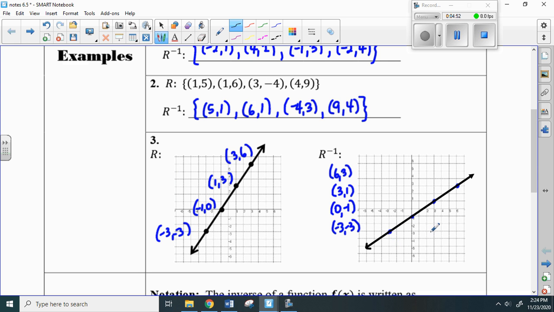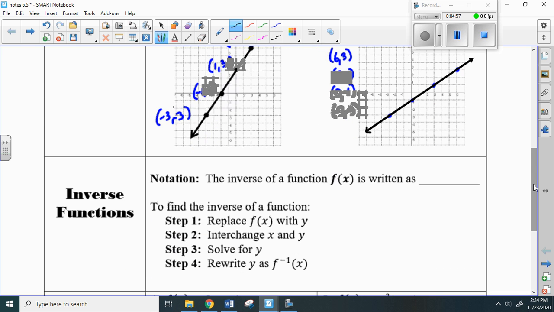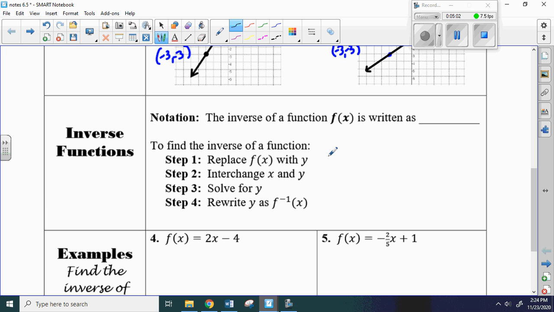Now how do you find the inverse from an equation or function? Since we're talking about function notation, we're going to be talking about f of x. And so when we talk about the inverse of f of x, here is the notation. It's f with a little -1 exponent, of x. And you read it f inverse of x.